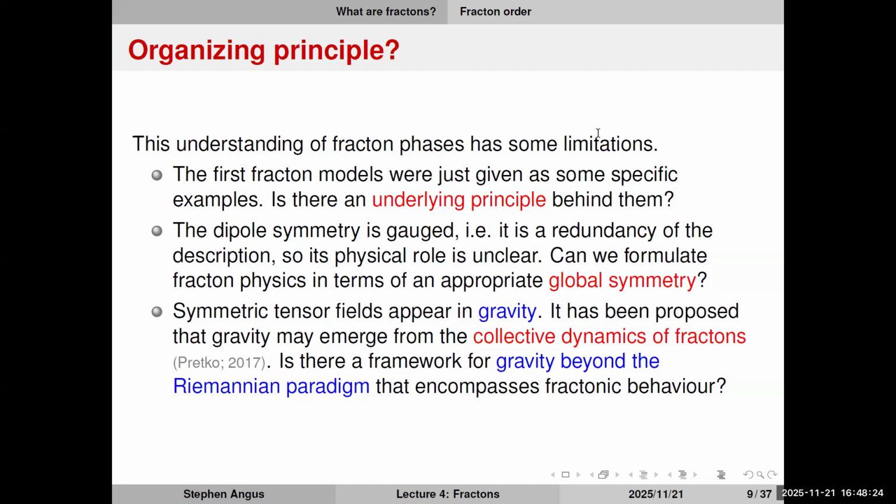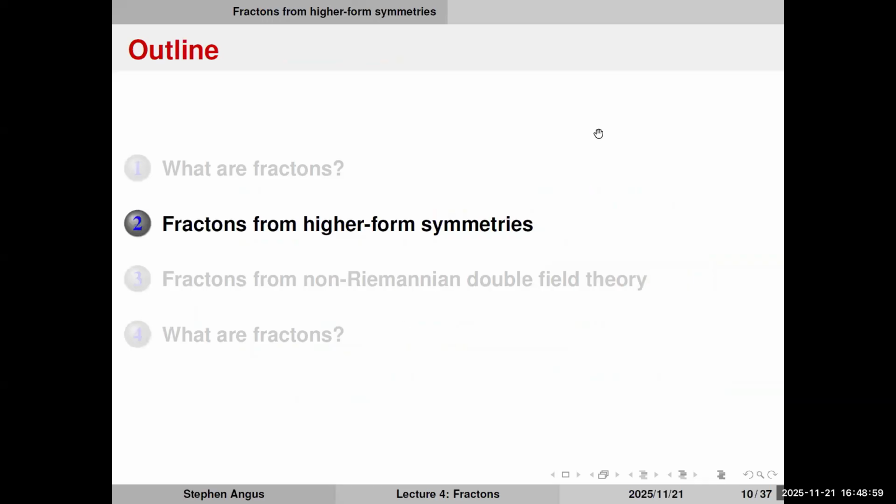And in addition, we have a symmetric tensor field. And of course, symmetric tensor fields appear in gravity. And there have been some proposals that gravity may emerge from the collective dynamics of fractons. And we may consider whether there's a framework for gravity beyond the usual Riemannian paradigm that encompasses this fractonic behavior. And we will get to that later. But first, I will talk about this global symmetry point of view.